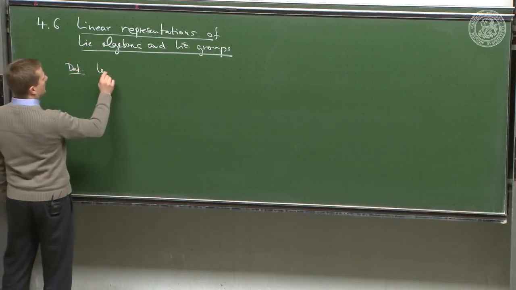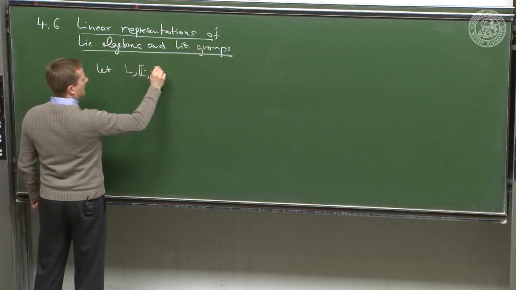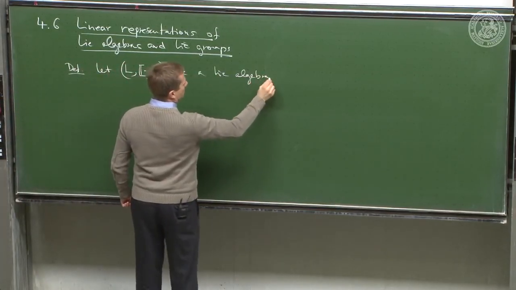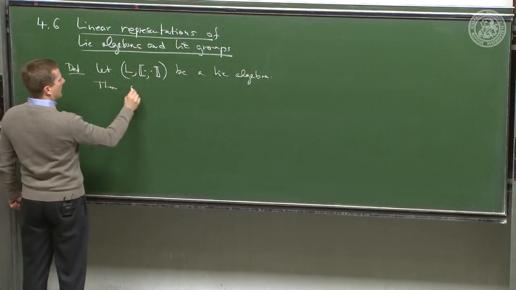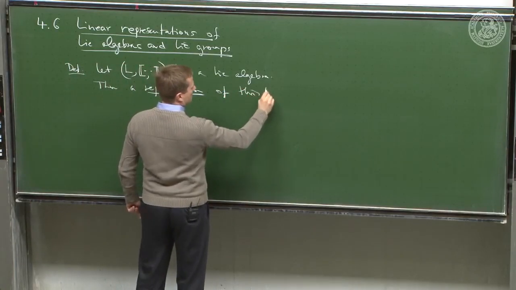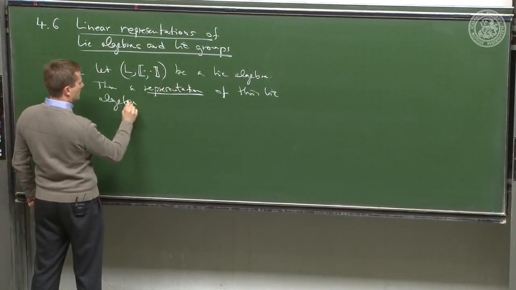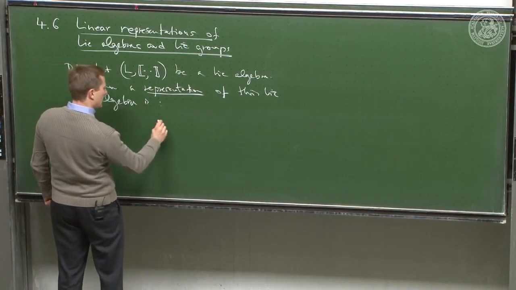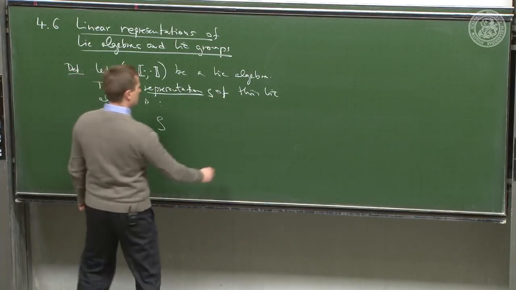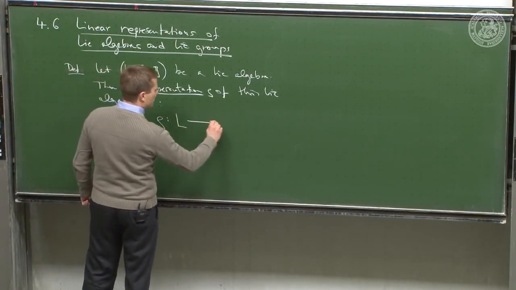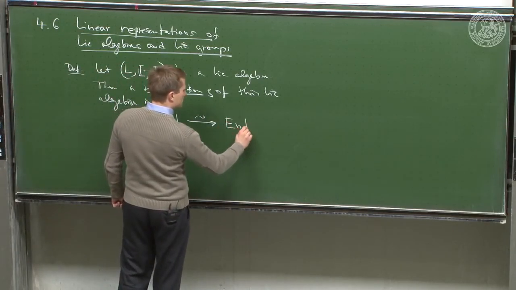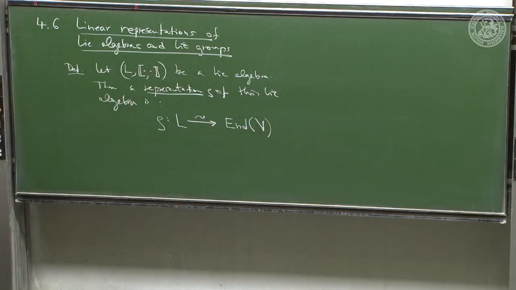Definition: let L, with our abstract Lie bracket, be a Lie algebra. Then a representation of this Lie algebra is the following. It is a linear map which we may call rho. So a representation rho of this Lie algebra is a linear map rho that goes from L. Why can I say linear? Well, because L in particular is a vector space, goes into the endomorphisms of some vector space V.